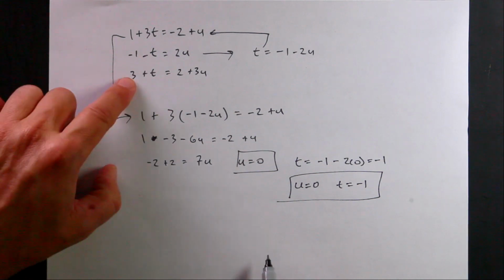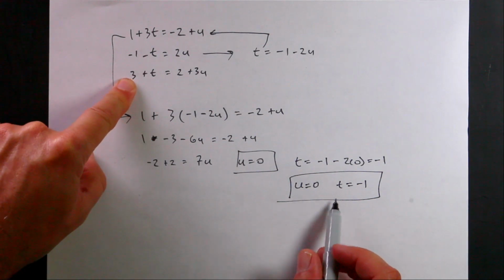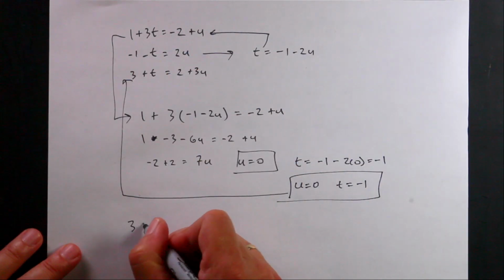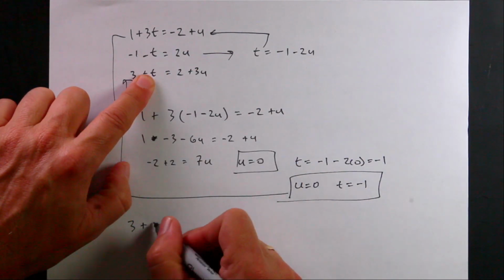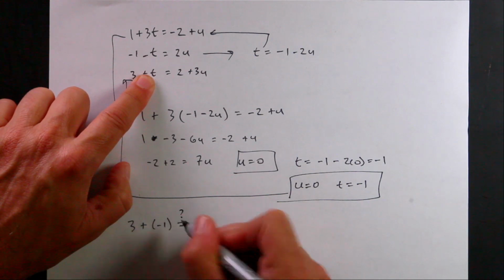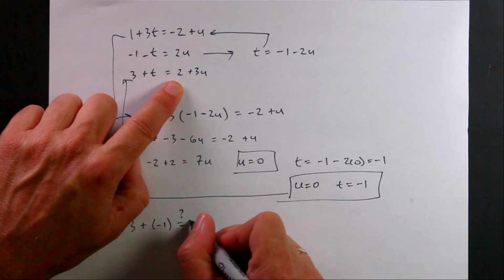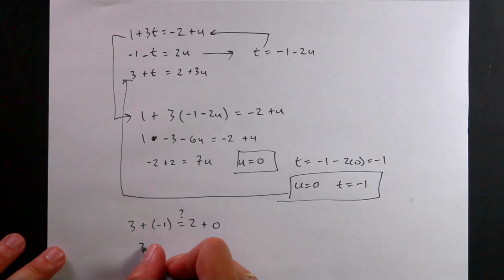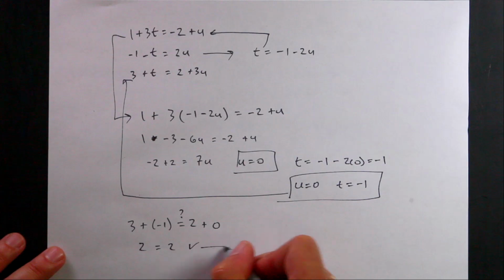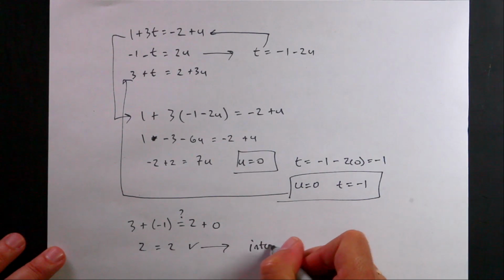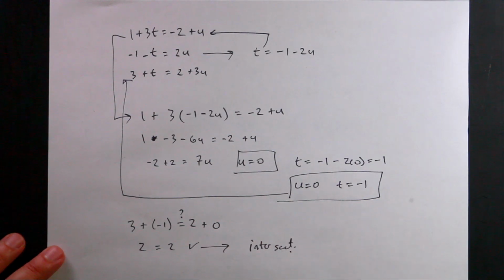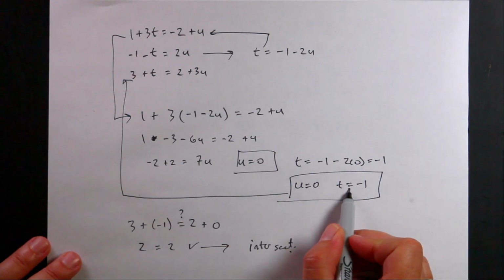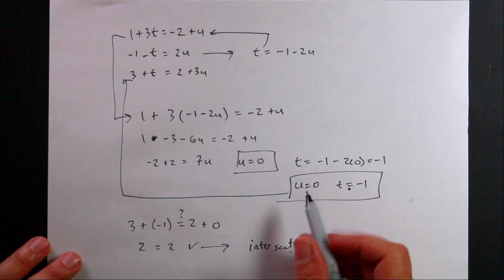So I'm going to take this third equation, and I'm going to plug these variables in up here. So I get 3 plus t, which is negative 1, equals, question mark, I don't know, 2 plus 0. So I get 2 equals 2, check, intersect. Now, where do they intersect? They intersect at t equals negative 1 or u equals 0. You can use whichever equation you want.